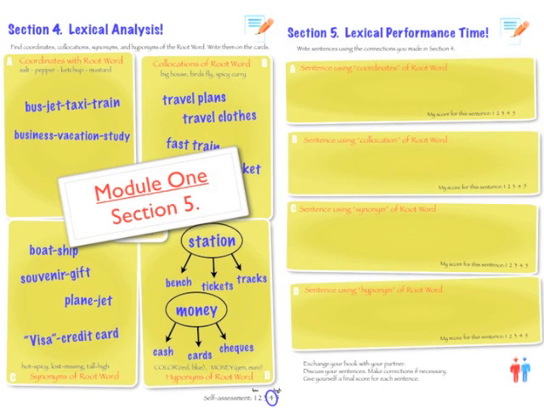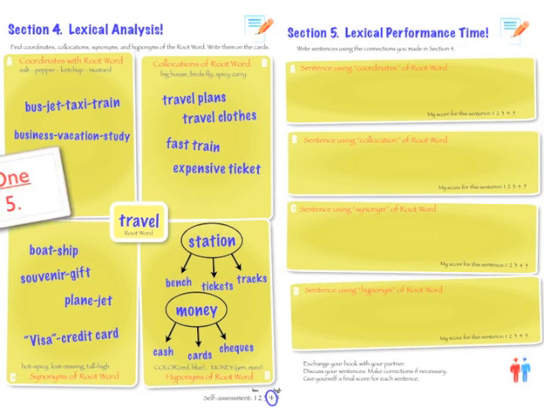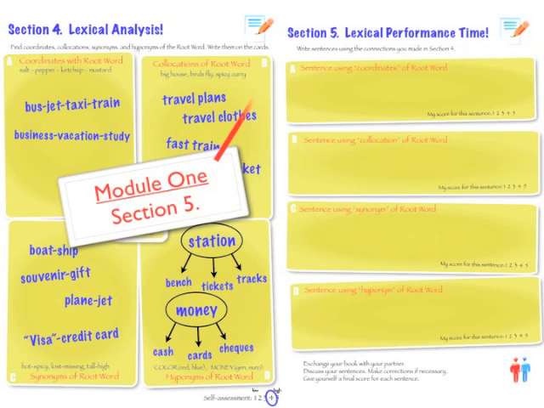Now we have the two pages side by side. Section 5, Lexical Performance time. Why do we have these pages side by side? Well, the card A coordinates for root word data here will be used in section 5 for writing sentences. The students will look at their data from the previous page and create sentences.